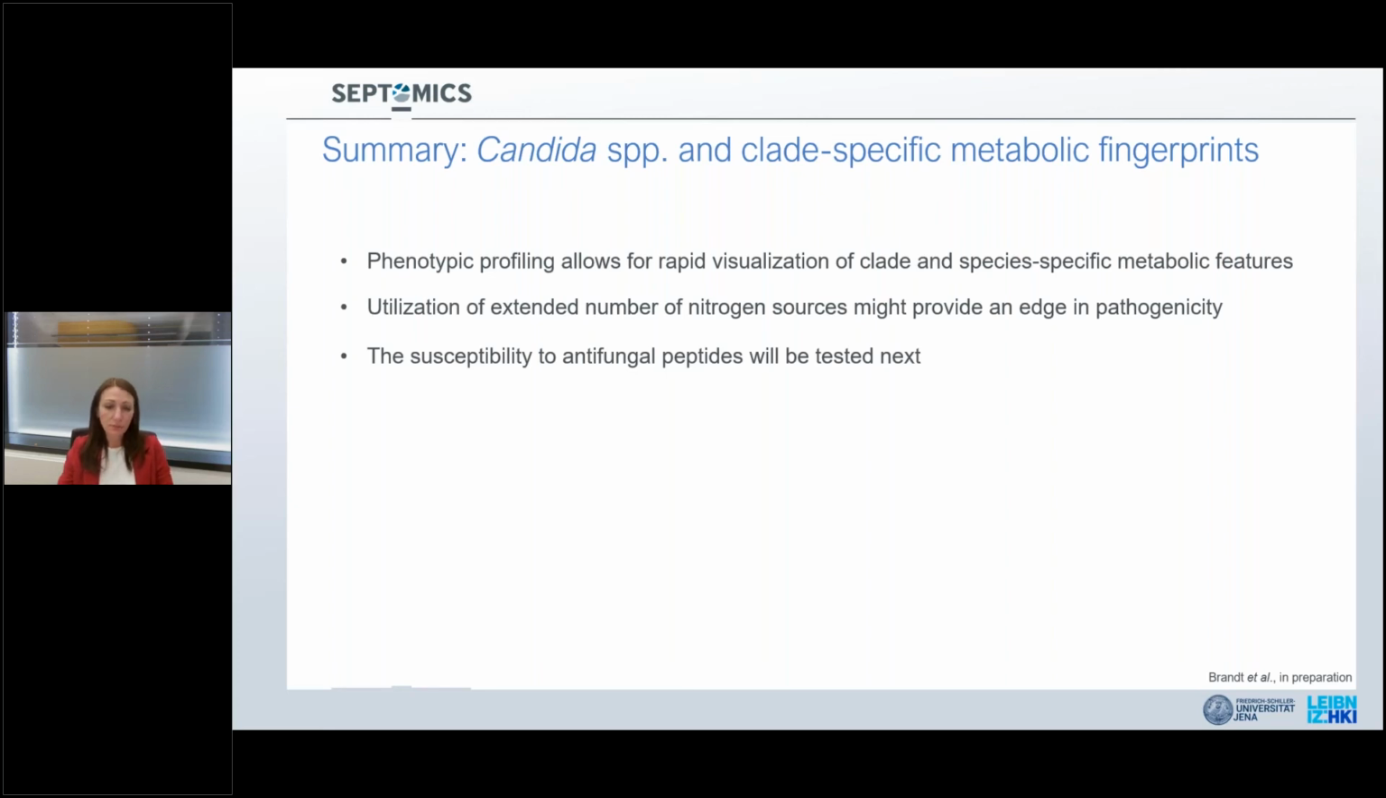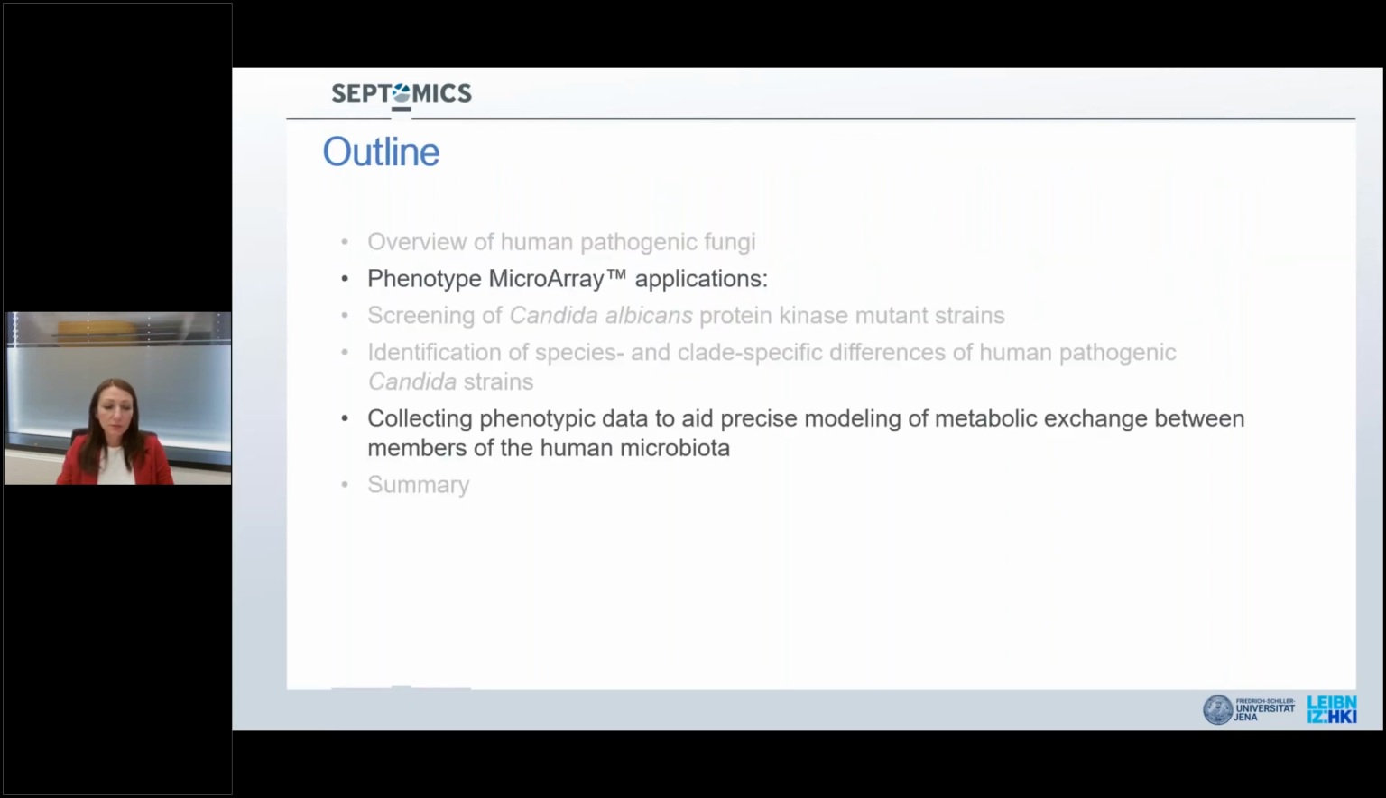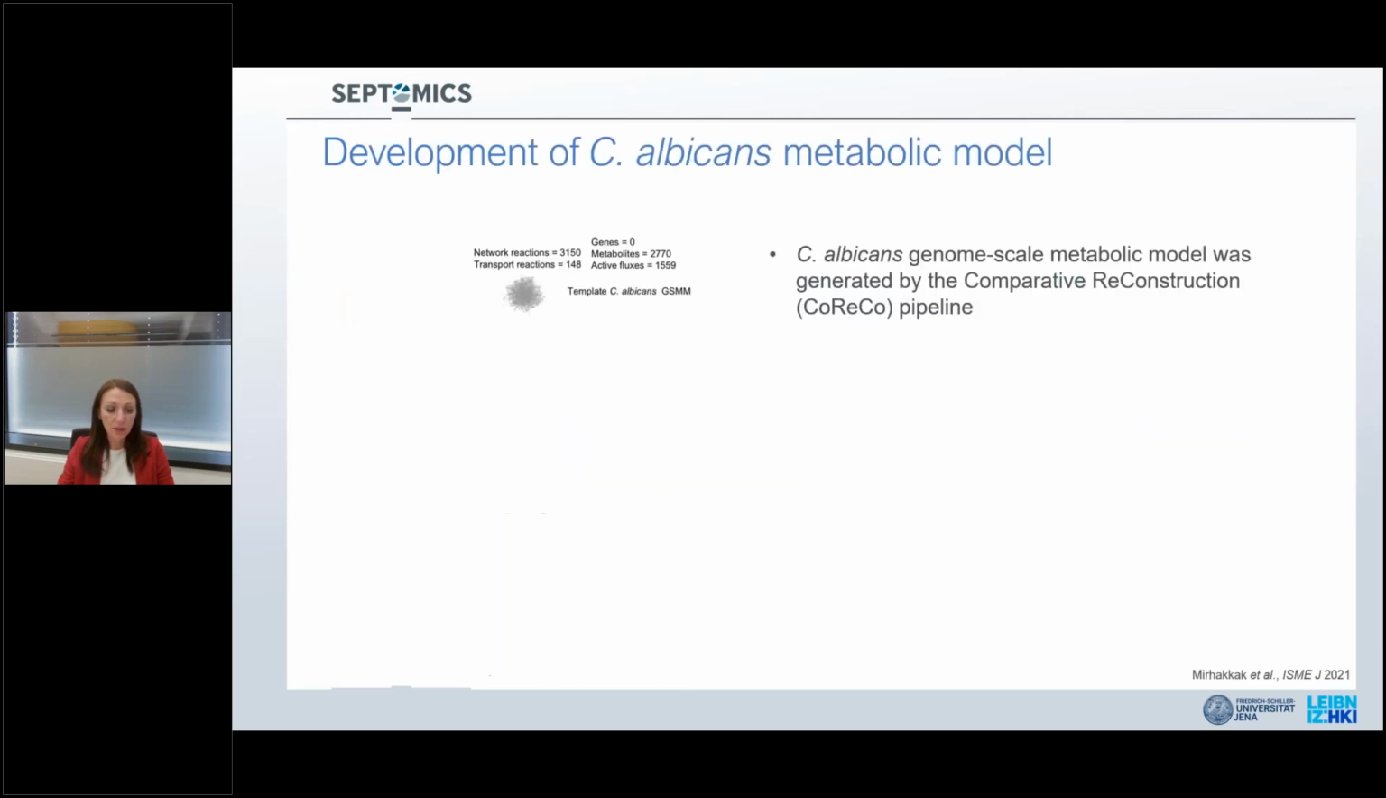And now I'm moving to the third and last application of phenotypic microarrays that I would like to present to you today. And this was done in collaboration with an excellent bioinformatician from the group of Janik and Diotu. We collected phenotypic data to aid the precise modeling of metabolic exchange between Candida albicans and the members of gut microbiota.